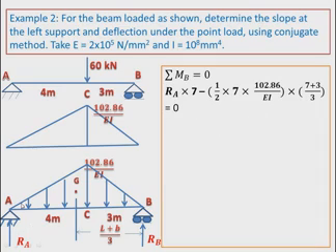See, RA causes clockwise, but this is causing anti-clockwise. So it is 1 by 2 base into height into the distance between the CG of that triangle and B. What is that? L plus B by 3. What is L here? 7 plus 3 by 3. Now you simplify this, you will get RA equals 171.43 divided by EI.